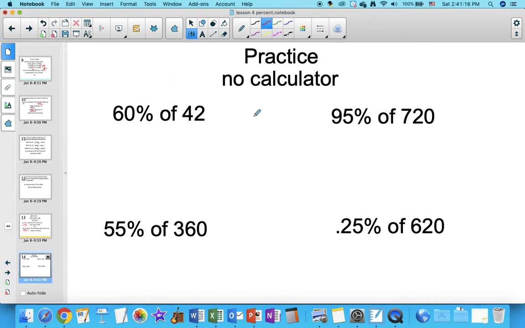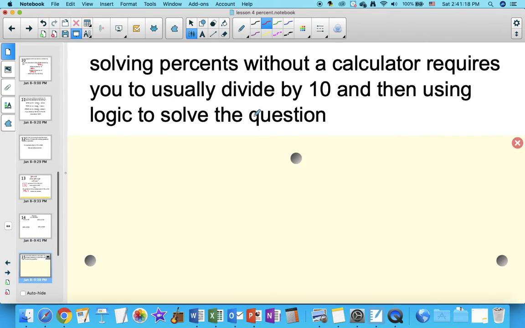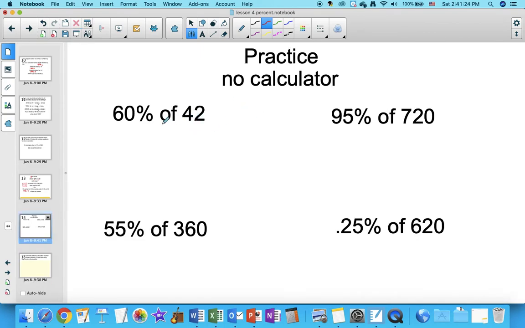So practice these without a calculator, and then we can solve percents without a calculator. We can just divide by 10. So as you do this, practice just by dividing by 10, and you will get your answer just by using your mental math skills.